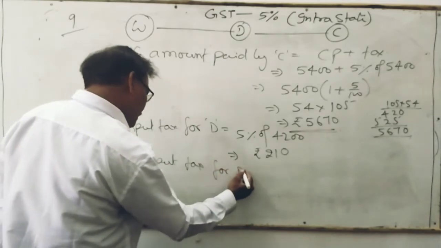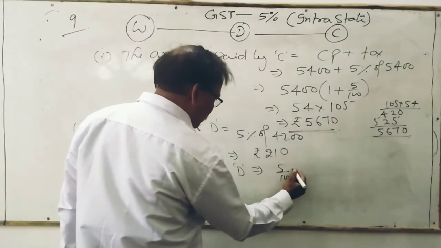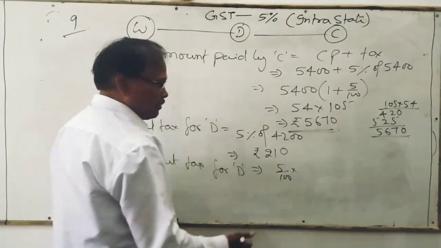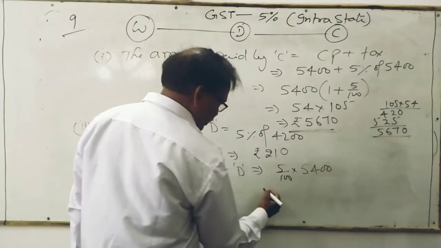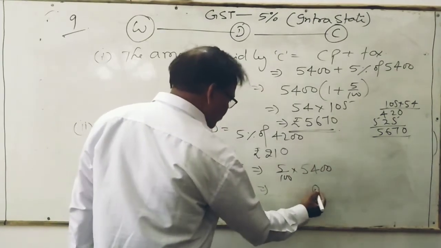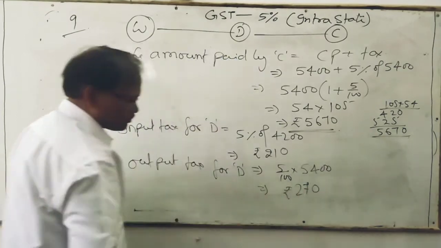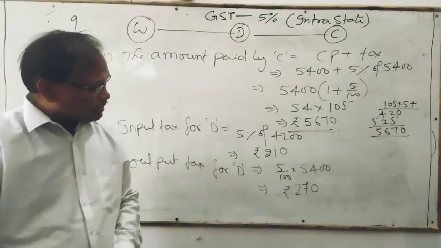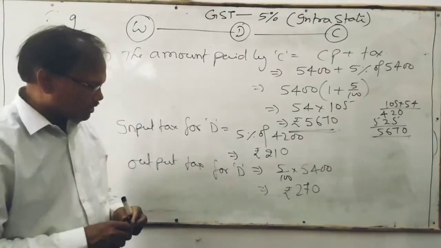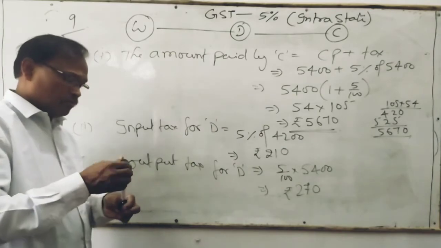And output tax for dealer, this is equal to again the 5% of कितने में सेल किया था? तो सेल किया इन्होंने 5400. ओके, सो इट विल बी 270 rupees. 270 rupees में सेल किया and this is the output tax. Sorry, output tax is 270 and input tax is the 210 rupees.